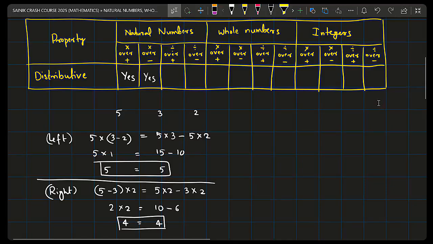So we're done with this, and now we will check division over multiplication. So let's take the example here.